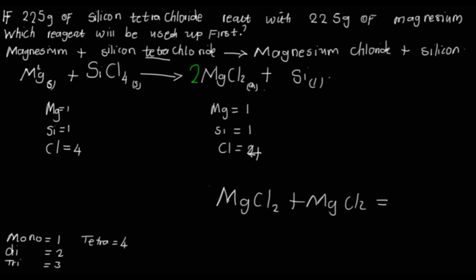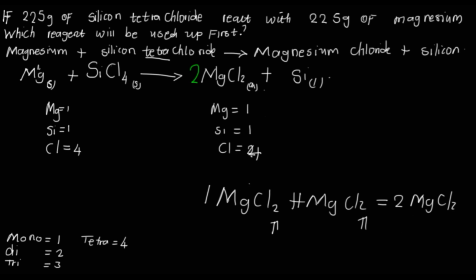Since we know that here we have 1, here we have 1, if we add 1 magnesium chloride plus another magnesium chloride, we have 2 magnesium chloride. Then we can see that from each part there are 2 atoms of chlorine. So this is what it means by saying now we have 4.